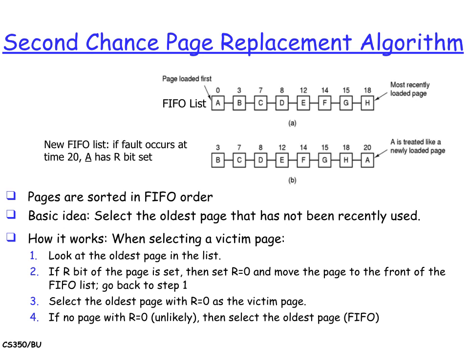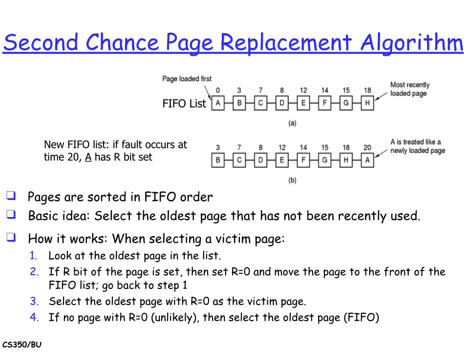If the R bit is set, then the page will not be kicked out. It would, in fact, be moved to the beginning of the FIFO list. It would be marked as the most recent page, and its reference bit will be set to 0. So its reference bit would be reset. So that's the second chance part of it. You give a page a second chance by examining its reference bit.